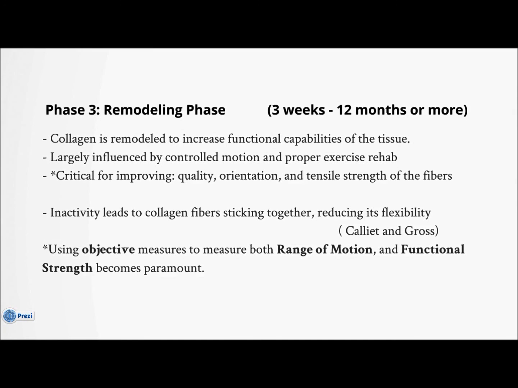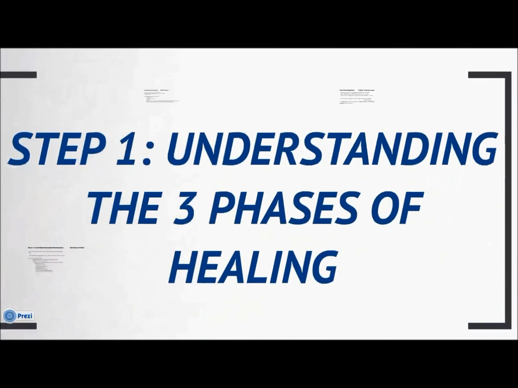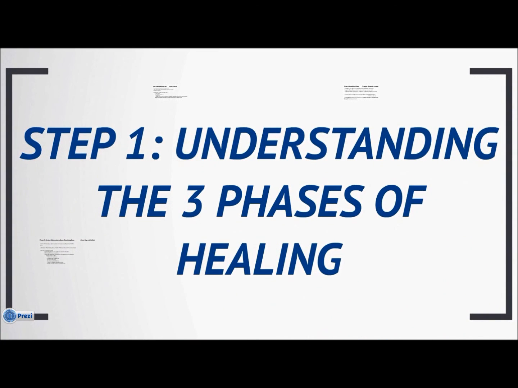There's been research shown through microscopic research by Cailliet and Gross that inactivity actually causes the collagen fibers to stick together, thus reducing the flexibility of that tissue, and that can affect long term when it's not addressed. So using objective measures, both measuring range of motion and functional strength, is critical in these cases. And the more objective the measurements are, the better they're going to stand up in court. So we're going to go over those measurements during the next video. The first step is understanding how the phases of healing work, and then how to chart and document for them.